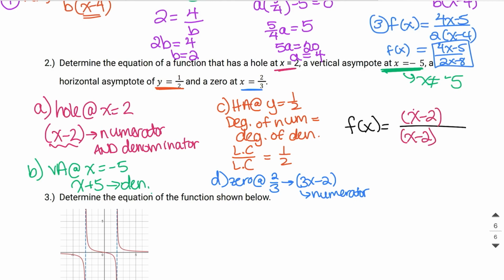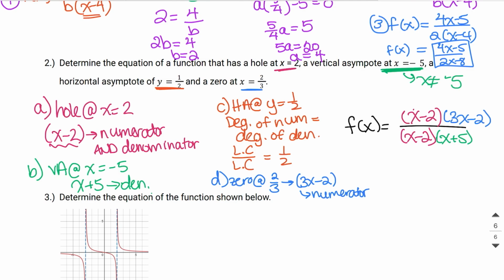We also know that we are going to have a vertical asymptote at x equals -5. We said x plus 5 is going to be a factor in the denominator. I'm going to skip to part D. We know that we have a factor of 3x minus 2 in the numerator because we have a 0 at 2/3. And then lastly, we have a horizontal asymptote of 1/2.